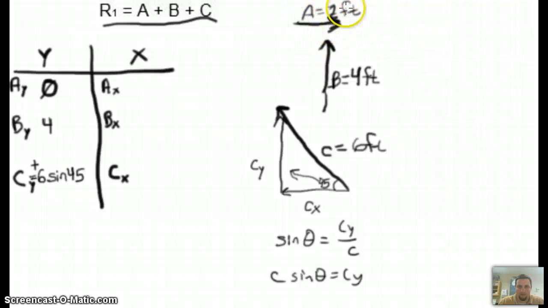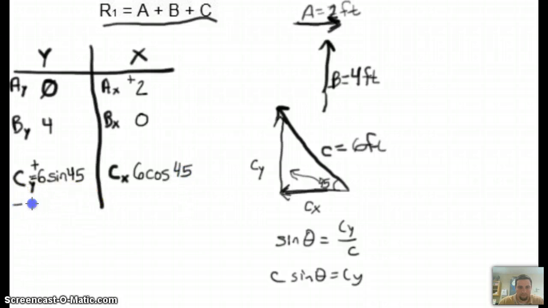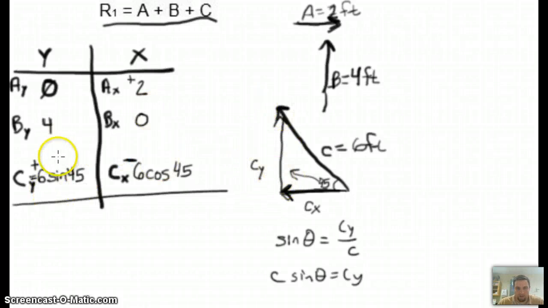Now for the x components, let's go ahead and do this. The vector A is all x component. Okay, so that's going to be 2, and it's to the right. For B, it's all vertical, so there is no x component, so that's going to be 0. And then for C, we have to find this component right here. Since it's adjacent, we'll use the cosine function. So we end up with 6 times cosine of 45. And since C sub x, the x component of C, goes to the left here, we need to make sure that's negative. Don't forget to do that.